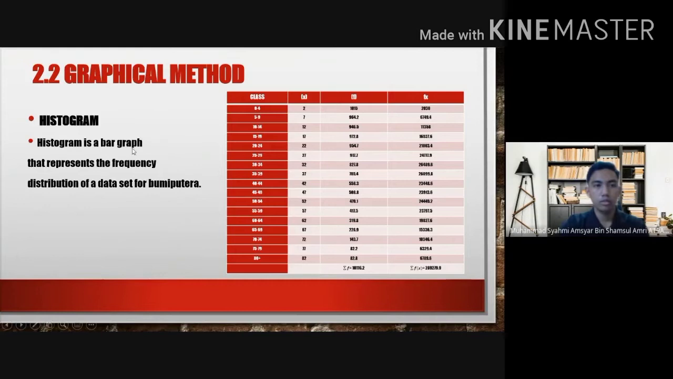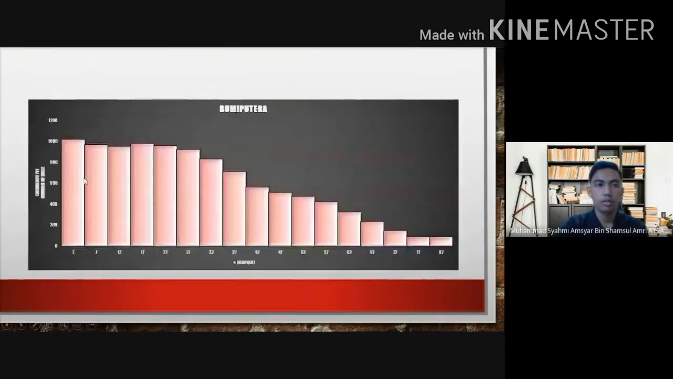So the histogram is the bar that represents the frequency distribution of the data set for Bumiputera. So here, this is the age, from 0 to 80 and above. So this is the class frequency, midpoint frequency and cumulative frequency. So next, move to the graph. So this is the histogram.